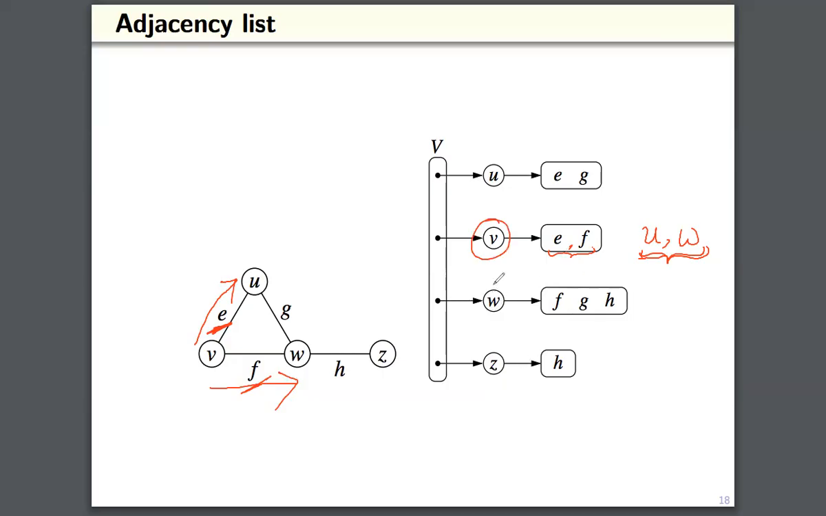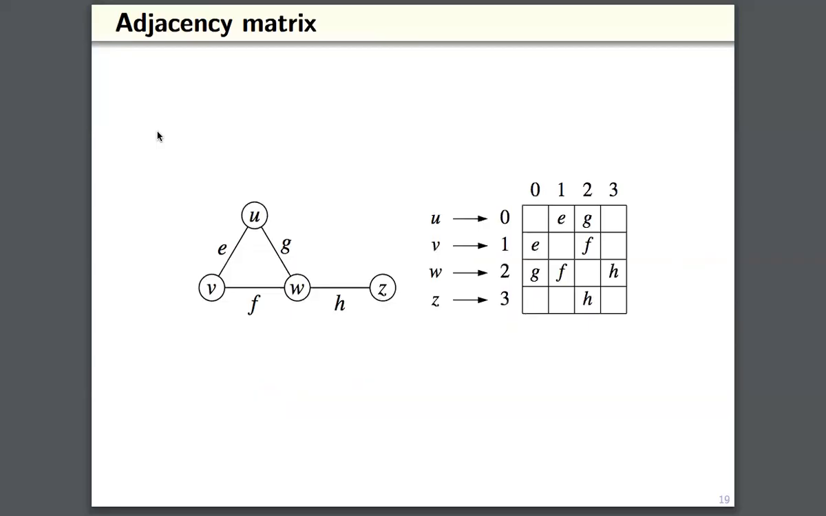Okay, so similarly from W, which other vertices you can go to, right? Or what edges you can take from W: F, G, H. From Z, you can take H only, right? So this is your adjacency list structure. Okay. The second structure is adjacency matrix. This is easier to understand. So you have 4 vertices.